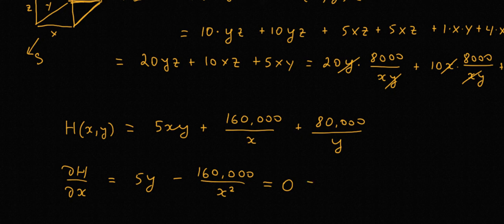We can actually solve this equation for y to obtain that y equals 160,000 divided by 5 and by x squared. 160,000 divided by 5, that will be 32,000 divided by x squared.